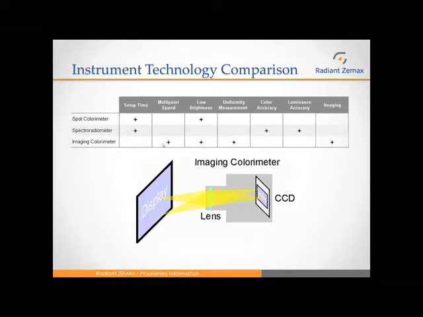But where it really excels is in spatial resolution. So you can measure extended sources like displays or uniformity across a luminaire with a single measurement. So that's what this graphic is illustrating. It's showing how different areas of the display are focused onto different pixels of the CCD.